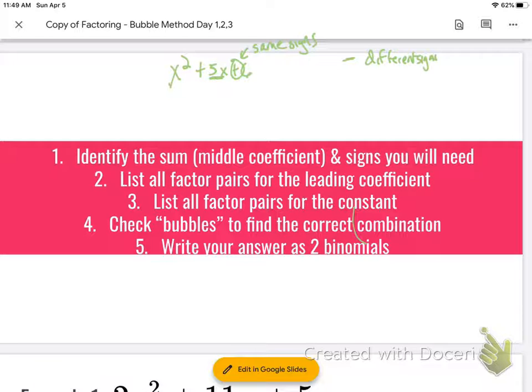Then you're going to list all factor pairs for the leading coefficient. Then you're going to list all factor pairs for the constant. You're going to check the bubbles to find the correct combination, then you're going to write your answer out as two binomials. Again, you should pause that if you need to get those down. Those are the important steps for this.